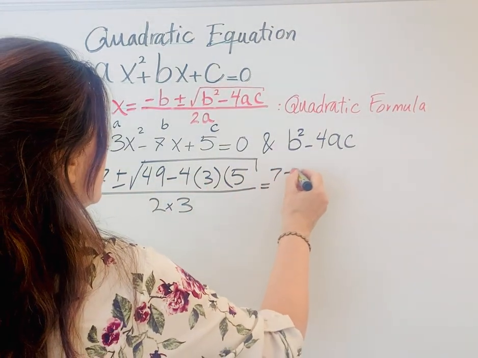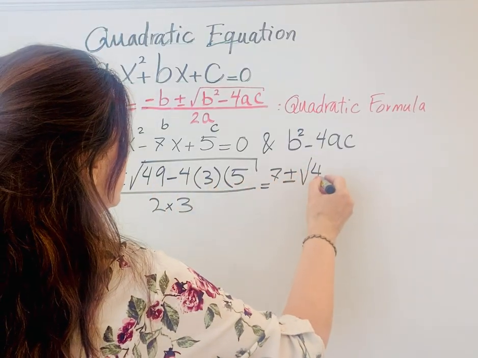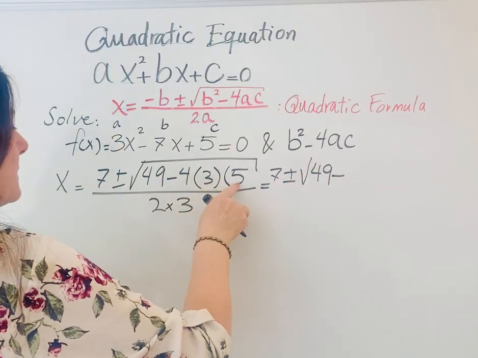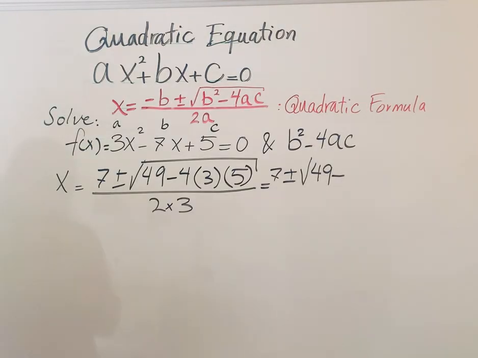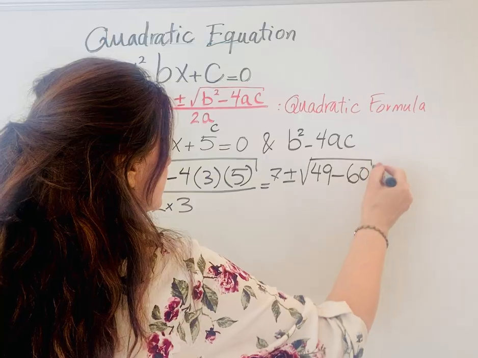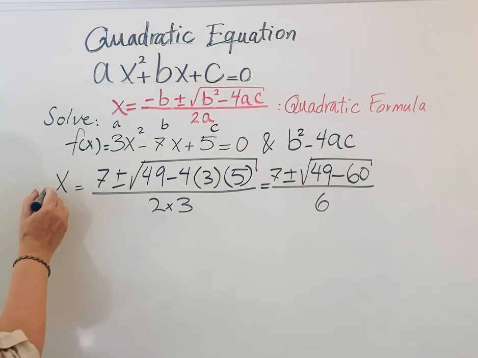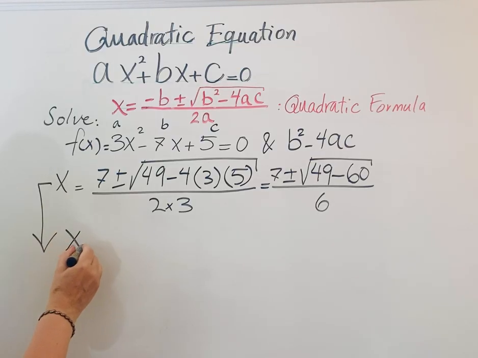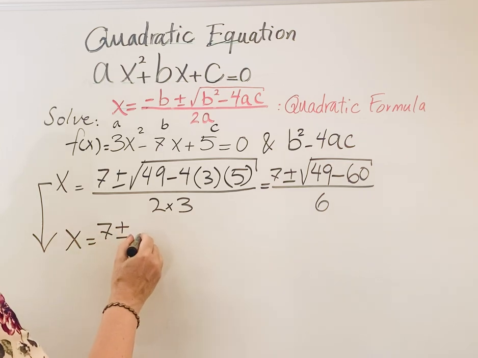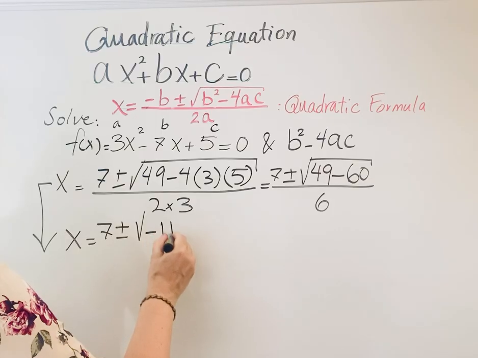7 plus minus radical. On the radical we have 49 minus 3 times 5 gets 15, 15 times 4 gets 60. Everything over 6. Okay, we continue here. X equals 7 plus minus radical. Under the radical gets -11.